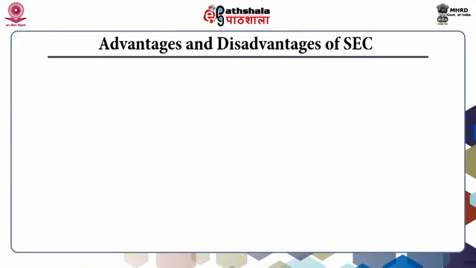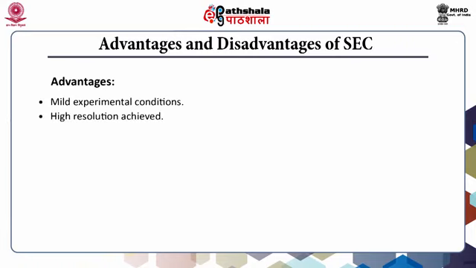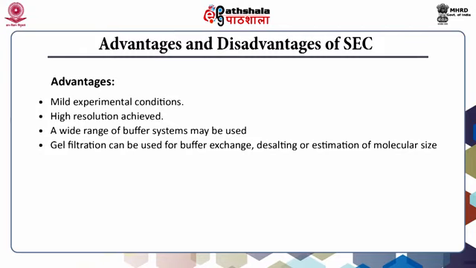Gel filtration chromatography is also known as molecular sieve chromatography or gel permeation chromatography. What are the advantages of gel filtration chromatography? The separation process is carried out under very mild conditions. High resolution can be achieved by this method. Compatibility with many solvents is a positive attribute, thus a wide range of buffer systems can be used. Gel filtration can be used for buffer exchange, desalting or to obtain an estimate of molecular size.